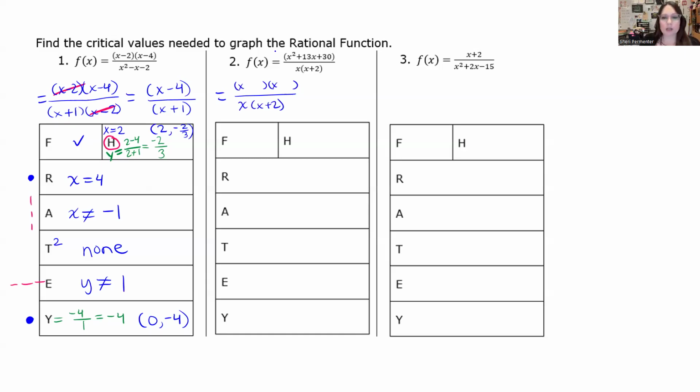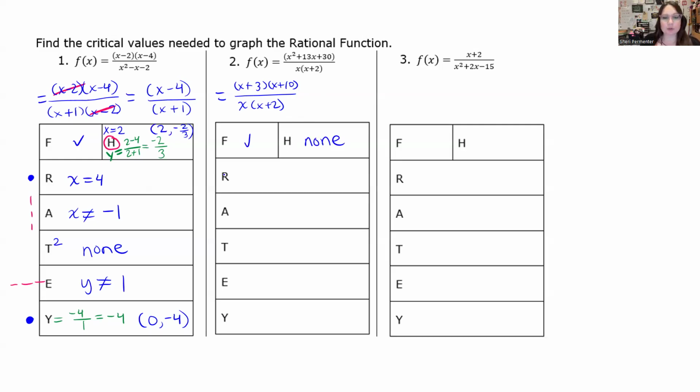Ten and 3 will work. So 3 and 10. My middle term is positive, so the bigger number needs to be positive. In fact, they're both positive, so these will both be positive. Any repeated factors in the numerator and denominator? Anything cancel out? All right, so I am factored and none for holes, which is nice because finding that y value isn't super fun.